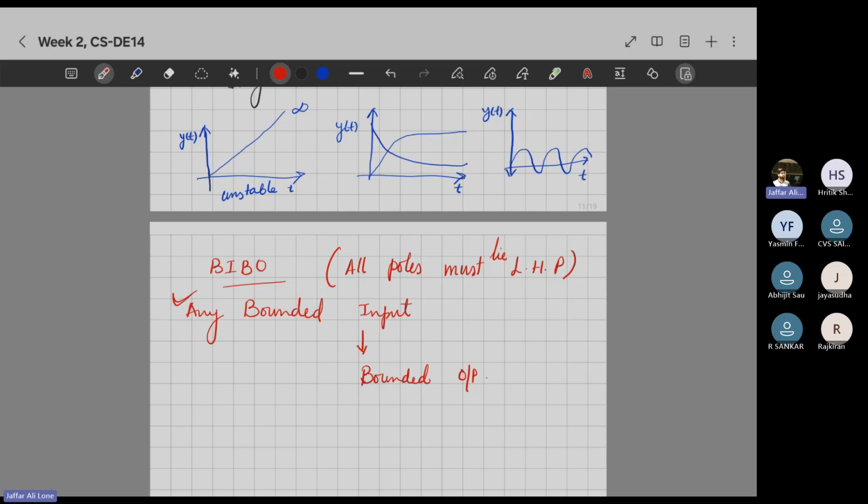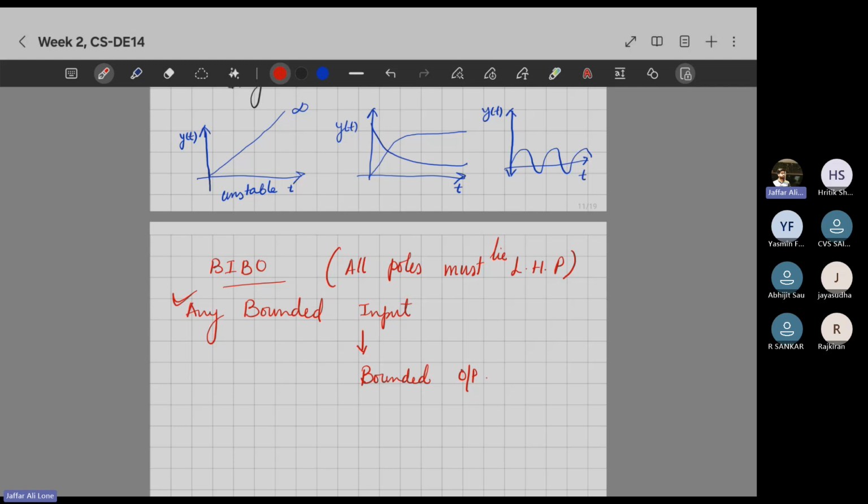So for BIBO stability, you must check the pole locations. All the poles should strictly be in the left half plane. If that is not the case, then your system is not bounded input, bounded output stable, right? So it's very important. You'll have to think about this when we solve some questions.